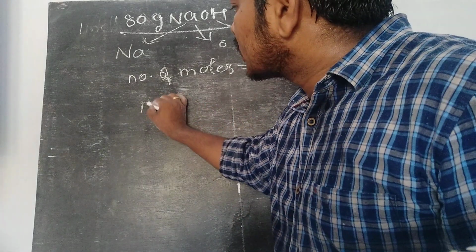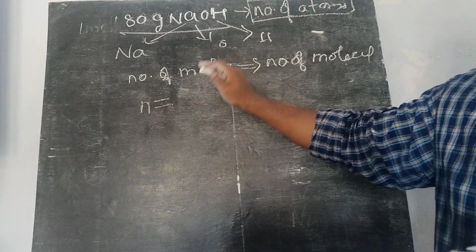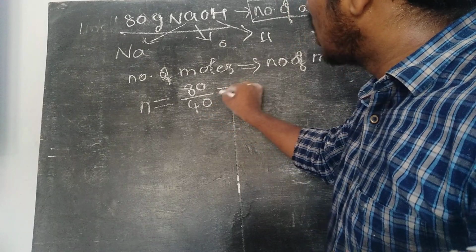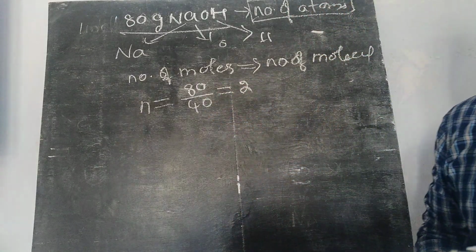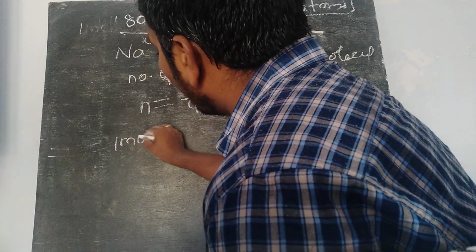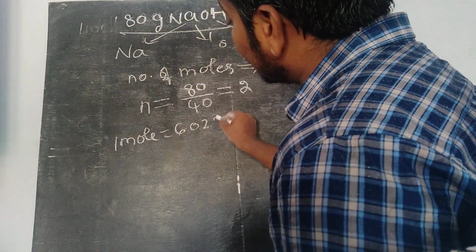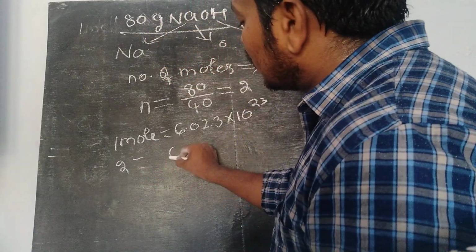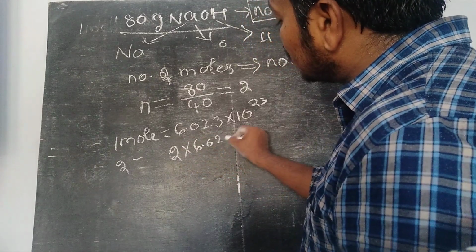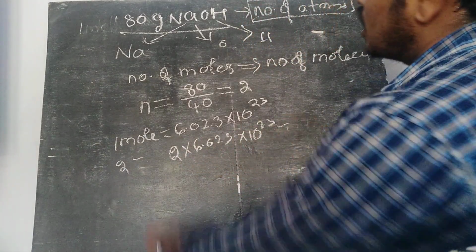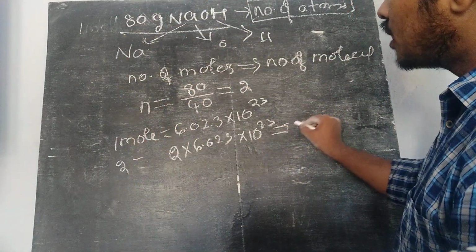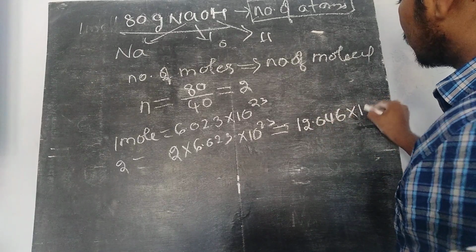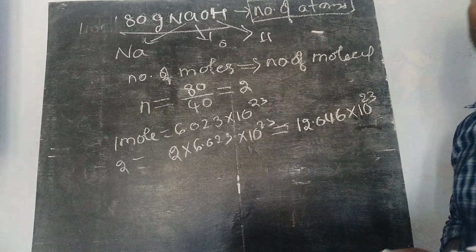So here, how can you calculate the number of moles? Moles is equal to given mass by the molecular mass. Given mass how much? 80. Molecular mass how much? Sodium hydroxide is 40. So how many moles? We are getting 2 moles. Now already I know that 1 mole is equal to 6.023 into 10 to the power of 23 particles. 2 moles in the sense what? 2 into 6.023 into 10 to the power of 23. Nothing but total sodium hydroxide containing 12.046 into 10 to the power of 23 particles.